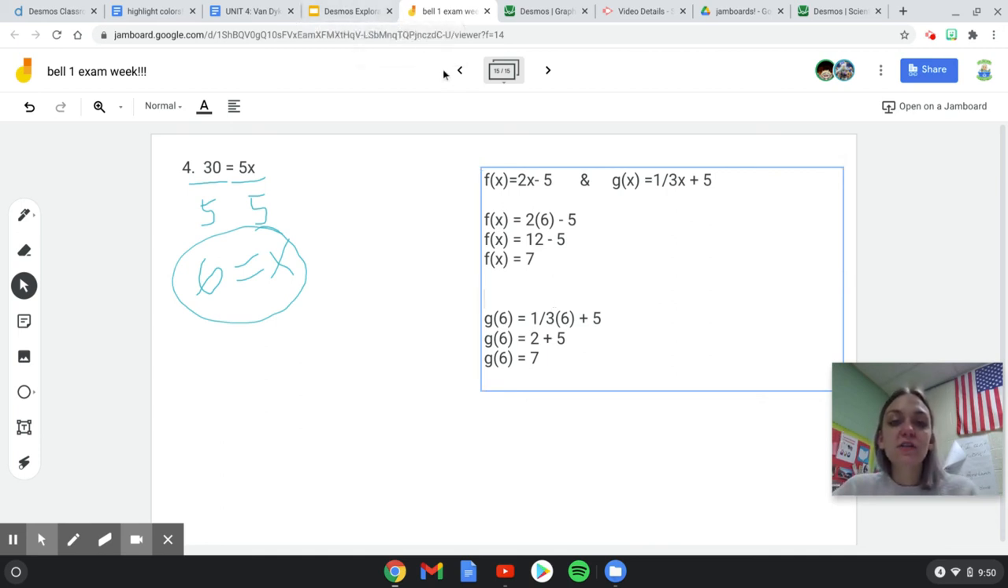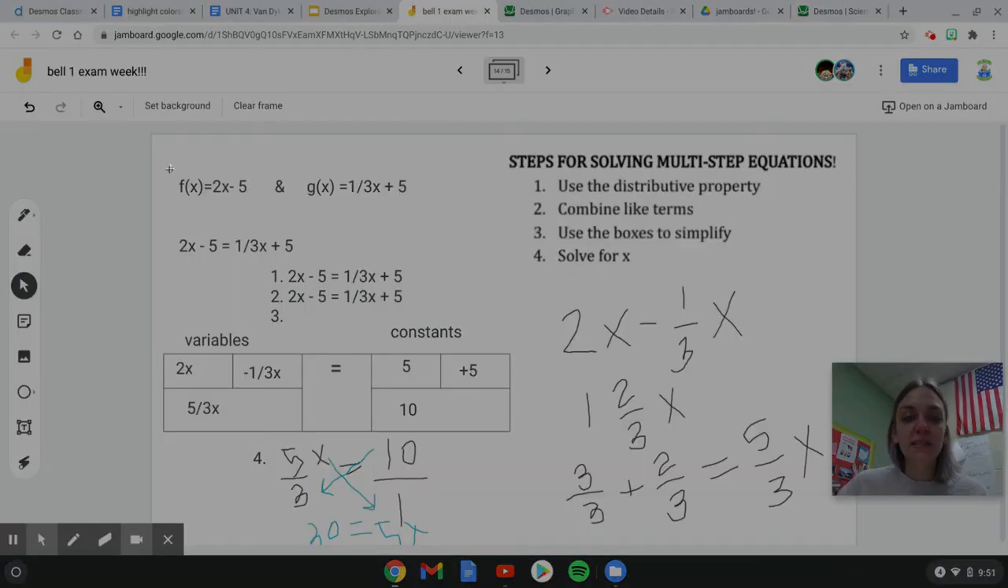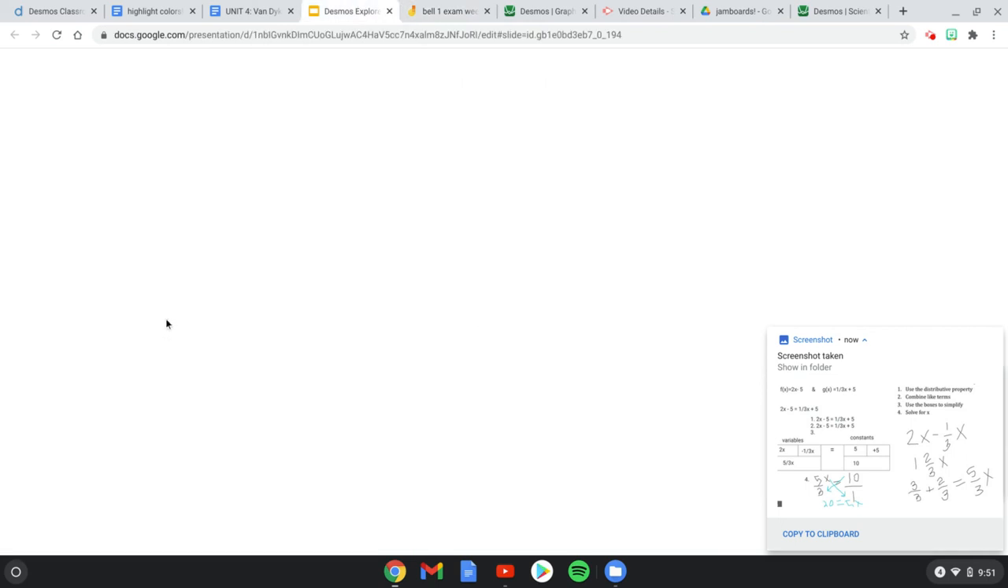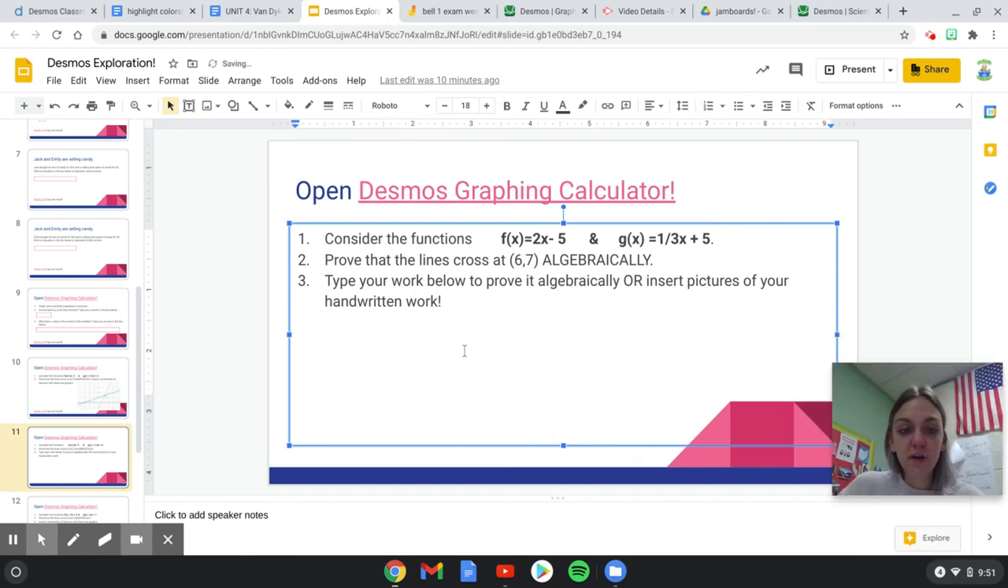So what you need to do, since I did this on Jamboard, for example, I could take screenshots and upload them to this slides presentation, or you can upload images of your handwritten work, whichever you choose to do.